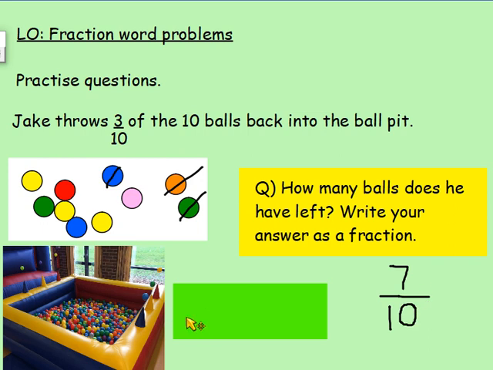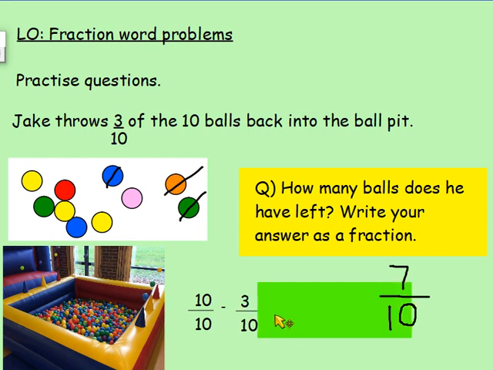Okay, could have thought of it like this, look. All of our 10 balls here, so we've got 10 out of 10 to start with, but he throws 3 back into the ball pit. So 10/10 take away 3/10 equals 7/10.